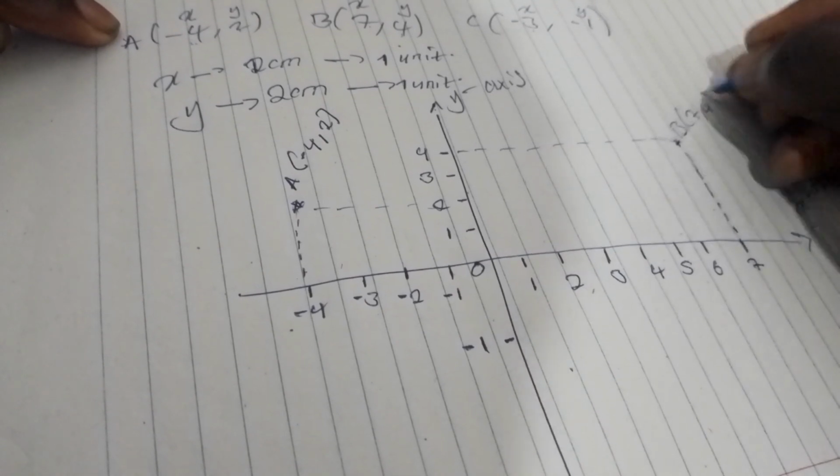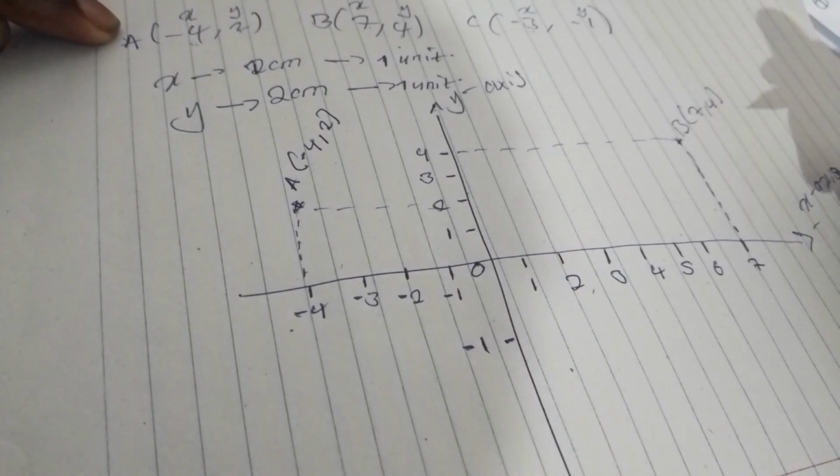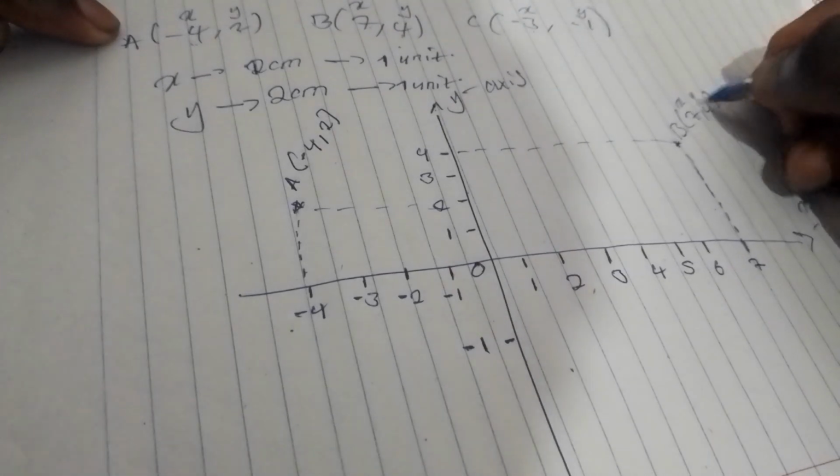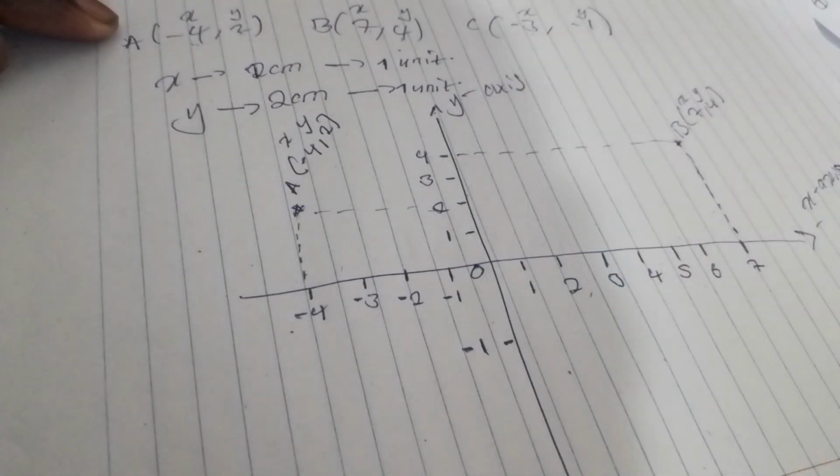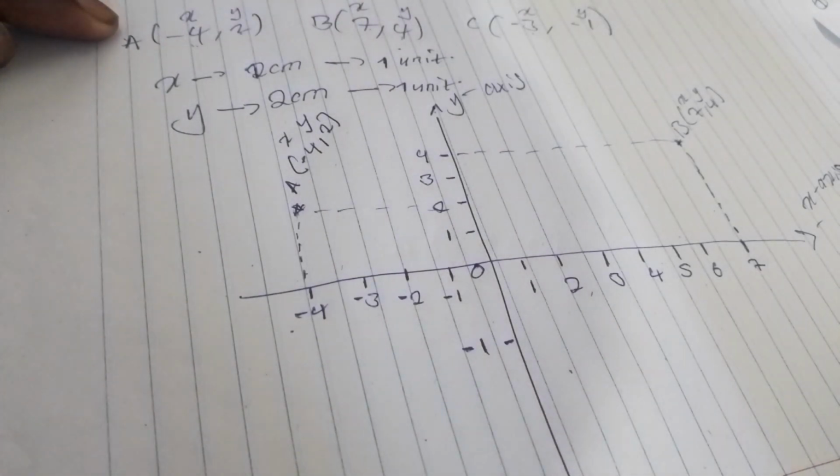And indicate it clearly to say this is (7, 4), as in this is X, as in this is Y. Also this is X, this is Y. So what's going to happen once you do that, we go to C. What is C?